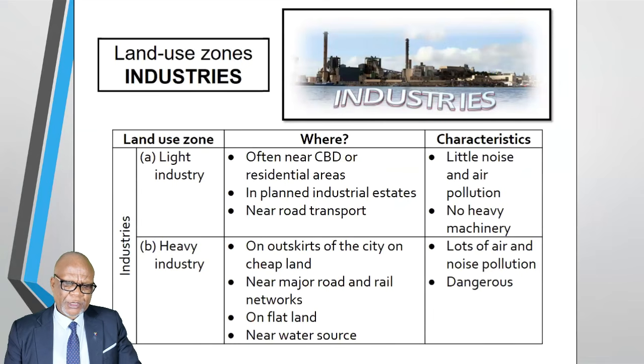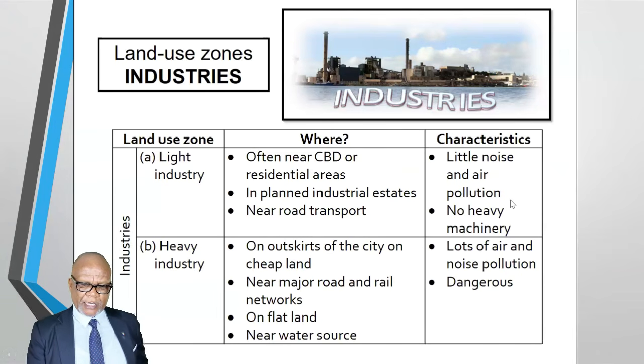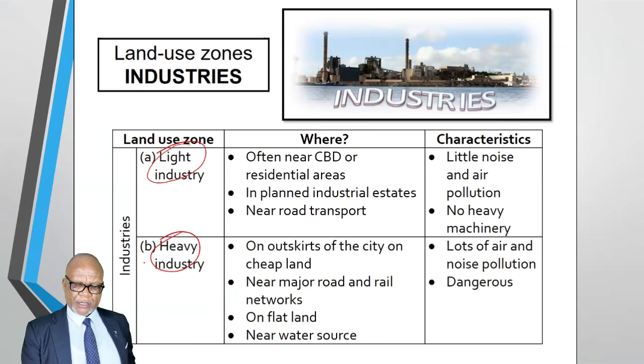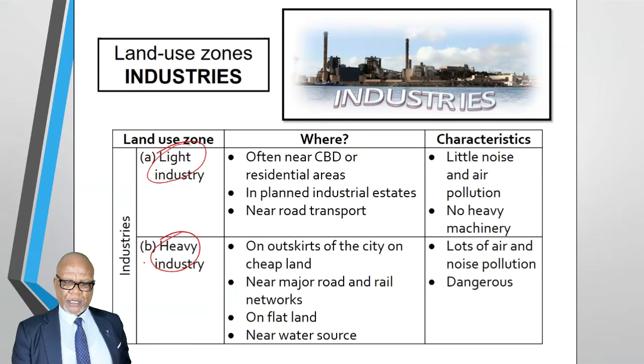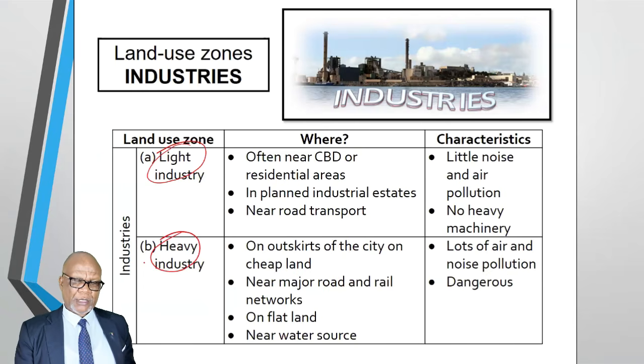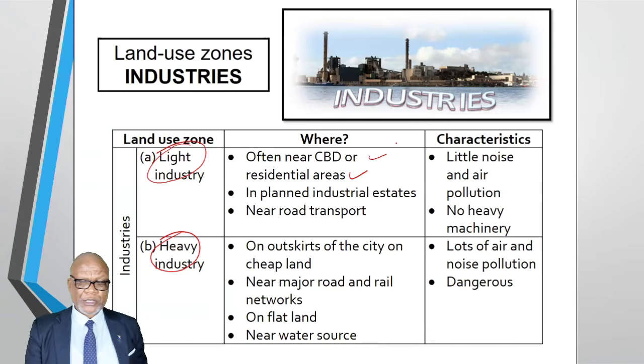Another land use is industrial land use. So for industrial land use, we have two types of industries: light industries and heavy industries. What are light industries? They make small and light goods. And what are heavy industries? Industries that make heavy and bulky goods. So where are the light industries found? They are usually found outside the residential area or outside the CBD.